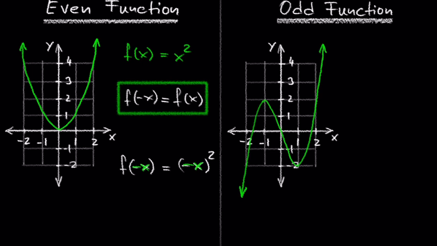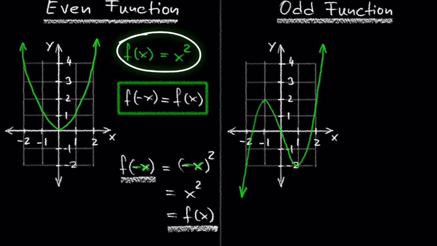Now, instead of negative x in parentheses squared, we can also write x squared, because when we square a number, the result is always positive. In other words, negative x in parentheses squared is equivalent to x squared. And x squared is equal to f of x. In other words, we have shown algebraically that f of x equals x squared is an even function.